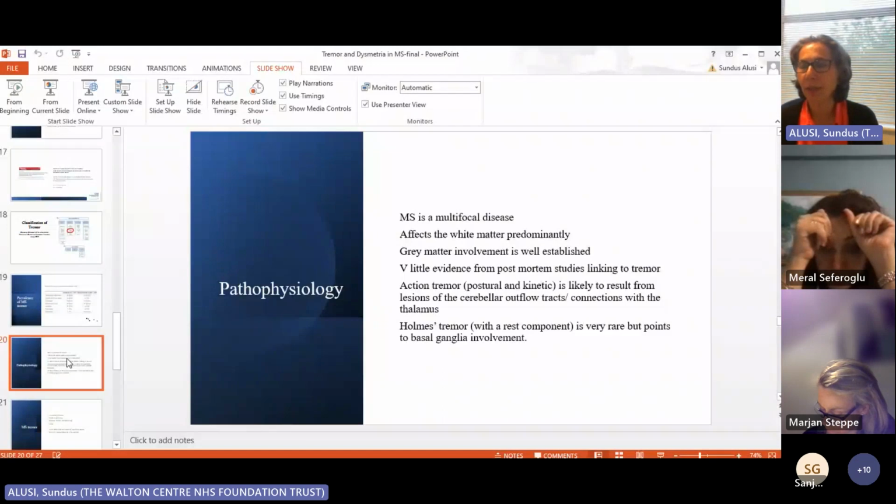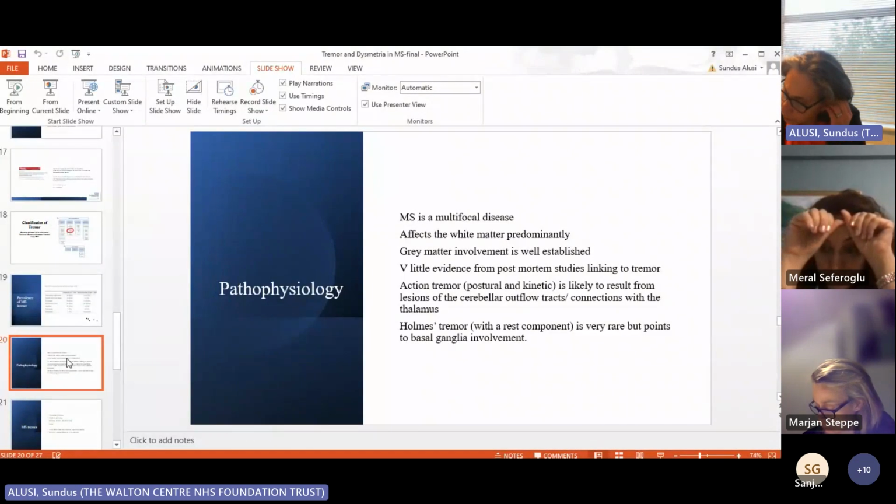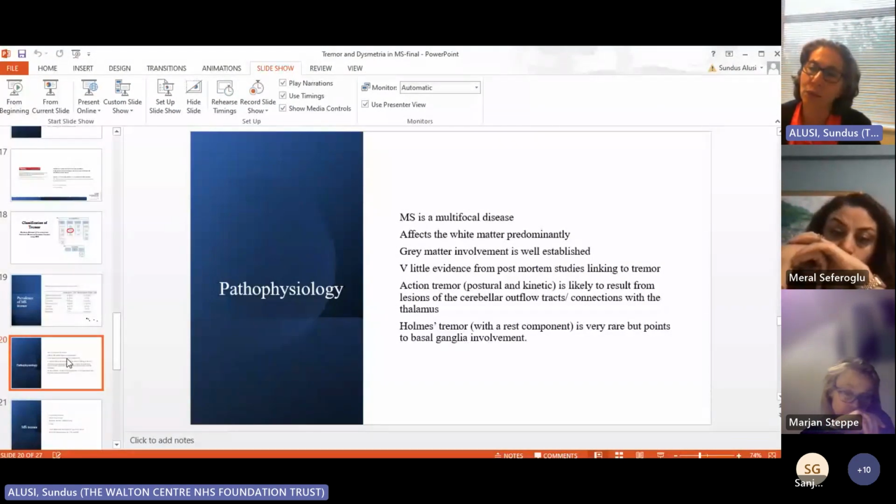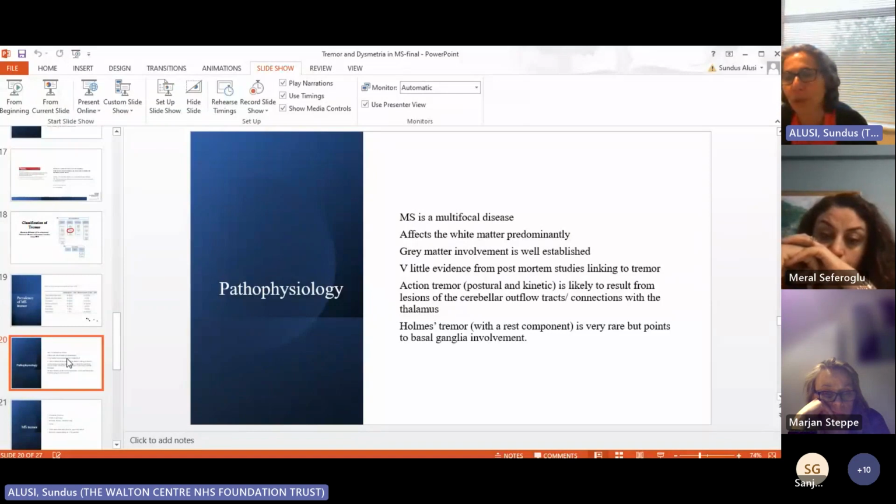Now, I've mentioned rest tremor, and I wanted to mention it here. My study, published in 2001, did not record a single patient with rest tremor. But since then, I've looked at this for various other reasons, because we've seen one or two patients throughout my career, and I started to look into it. And yes, indeed, there is a very small proportion of patients that suffer with something called Holmes tremor.